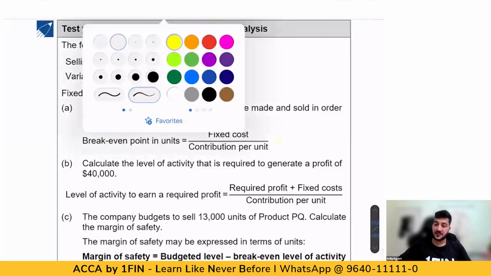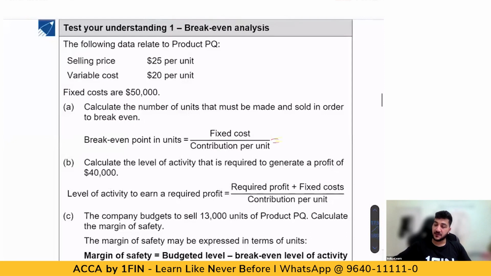They have clearly asked us for the number of units that must be made. So the denominator is correct, that is contribution per unit. Fixed cost is how much? 50,000. So what is the contribution? Selling price is 25, variable cost is 20. We subtract that, we'll get contribution. I use that, and I get to the break-even point. The break-even point is 10,000 units.